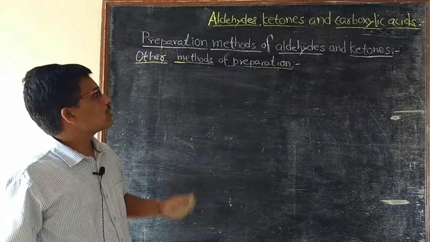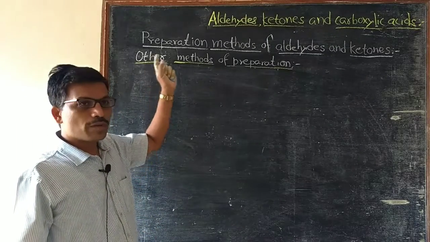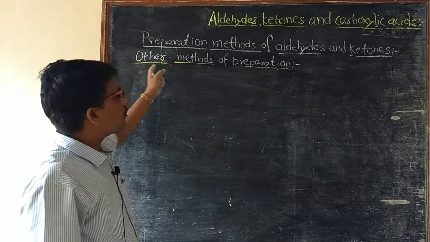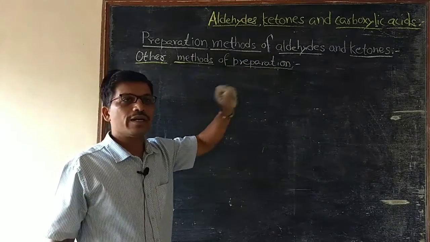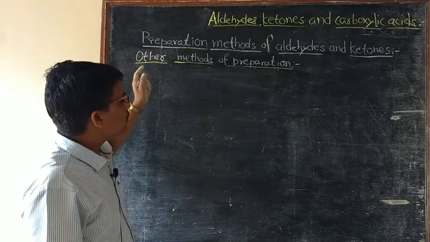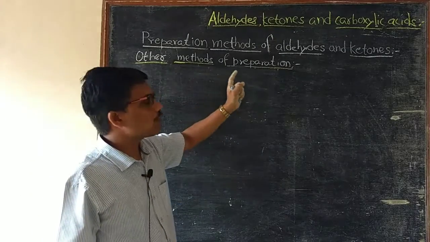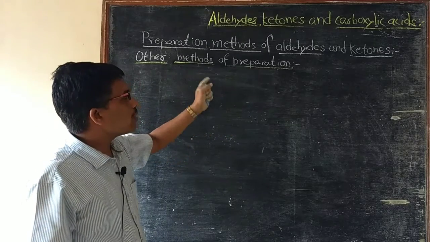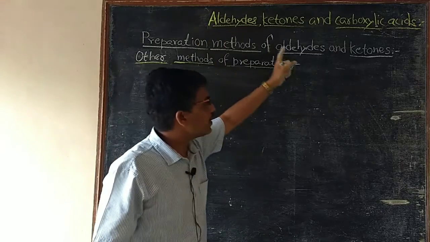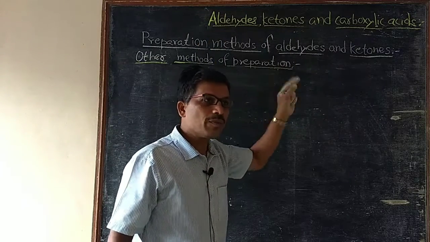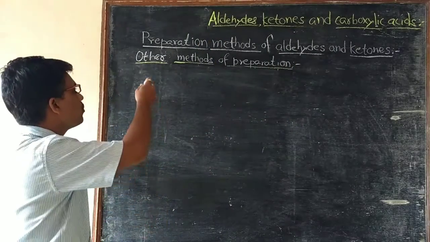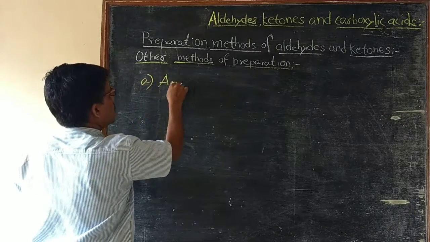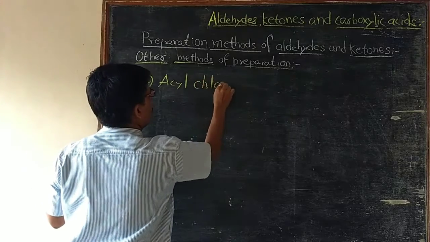In the last lecture we studied general methods of preparation of aldehydes and ketones. Today we are going to study other methods of preparation of aldehydes and ketones. These methods involve a common functional group, but the reactions involved for the preparation of aldehydes and ketones are different. Let us study the first method of preparation, that is from acyl chloride.